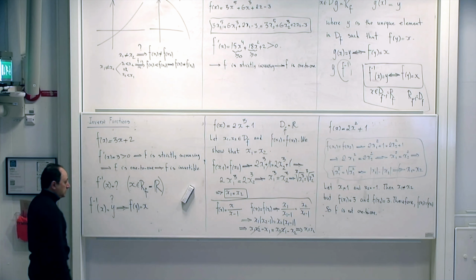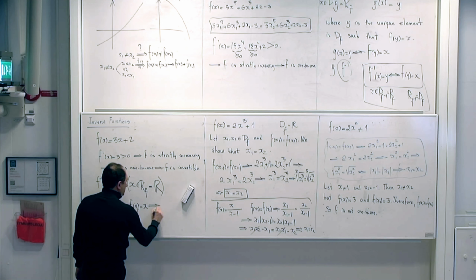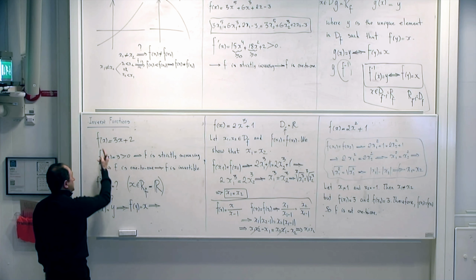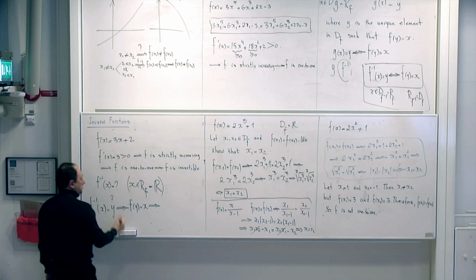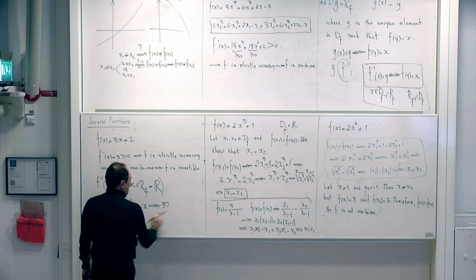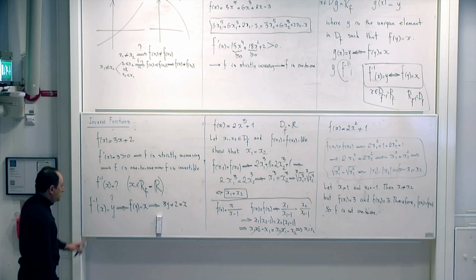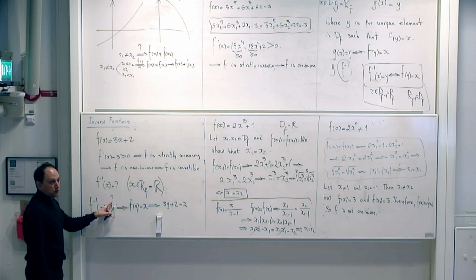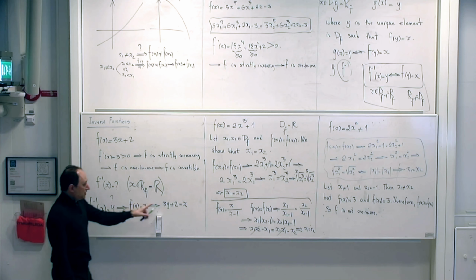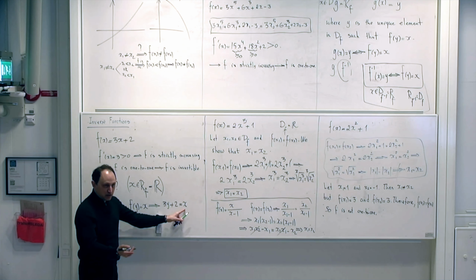Okay? But f of y is easy to calculate. Why? This is f of x. I want to calculate f of y. So I replace x with y. So what happens? It becomes 3y plus 2 is equal to x. Okay, but do you remember what I was looking for? I was looking for y. This is not a good relation because it tells me x. I need to find y.